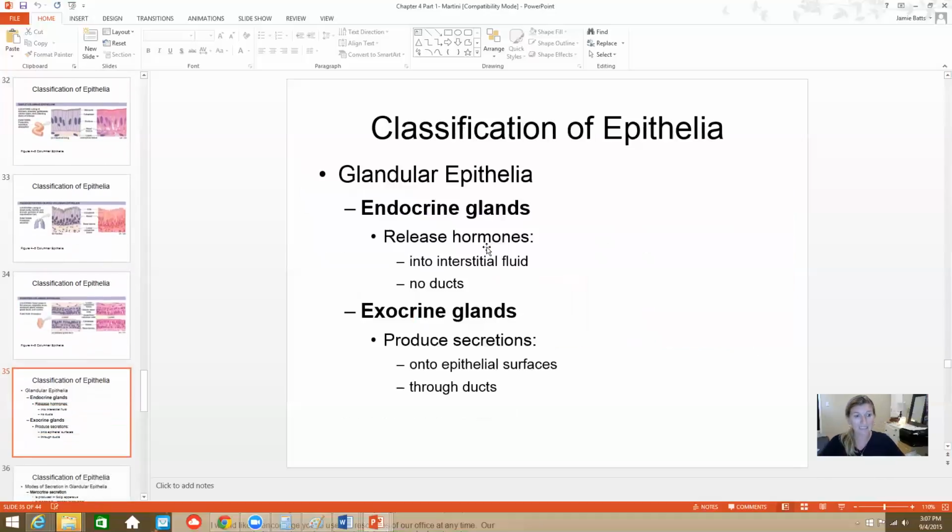So let's talk about glands. We have endocrine and exocrine glands that are epithelial tissues. The endocrine glands release hormones. We'll focus on those when we get into the last chapter of the book for this semester. Is it 17 or 18? I can't remember. And then exocrine glands are the glands we're going to talk about now. These are the ones that produce secretions which go onto the body surface. And they usually use a duct.